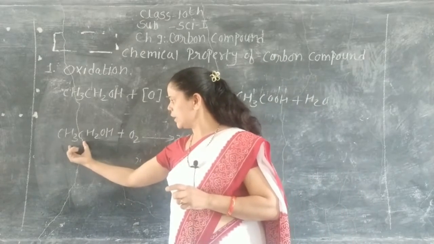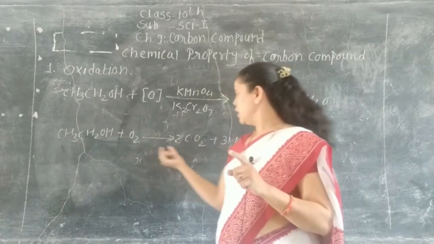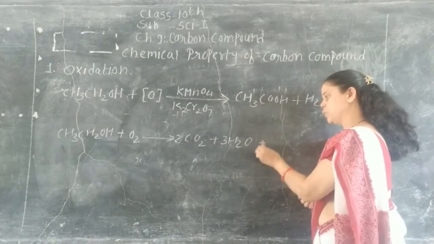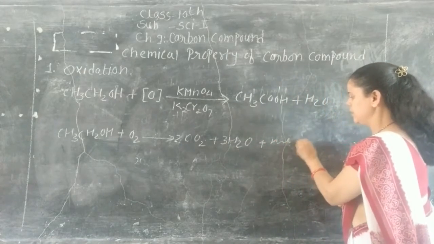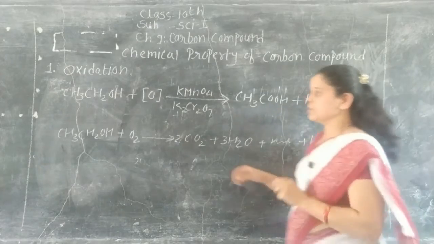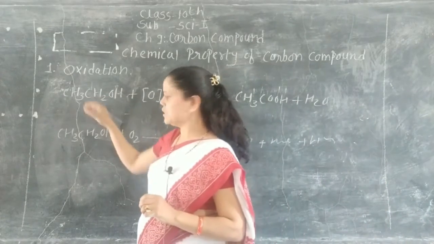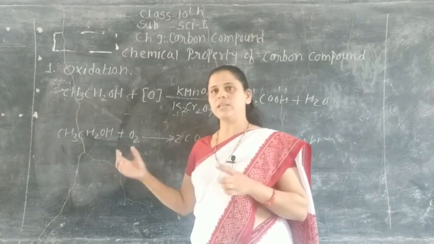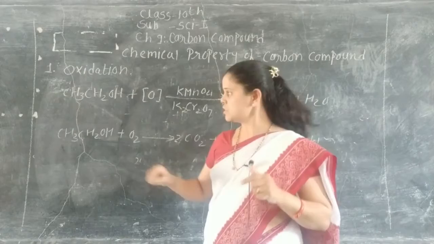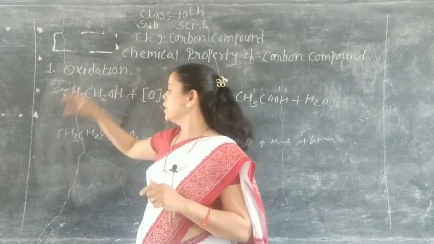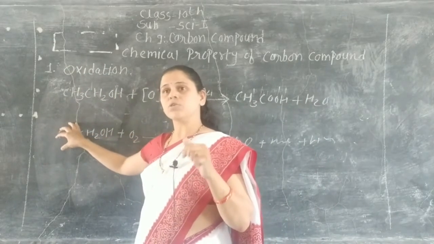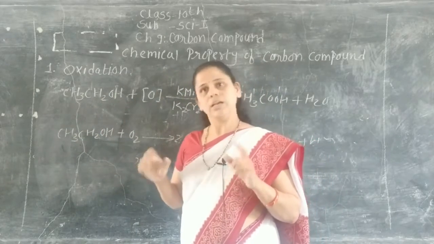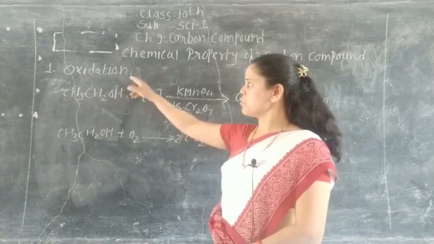Here ethanol reacts with oxygen and forms carbon dioxide and water vapor, and also heat and light. Clear? But what is the difference between these two reactions? Combustion is a rapid and spontaneous process. What is the difference between combustion and oxidation? Combustion is a spontaneous or rapid process, but this is a controlled process, controlled combustion. Clear, students? So let's see what oxidation is.